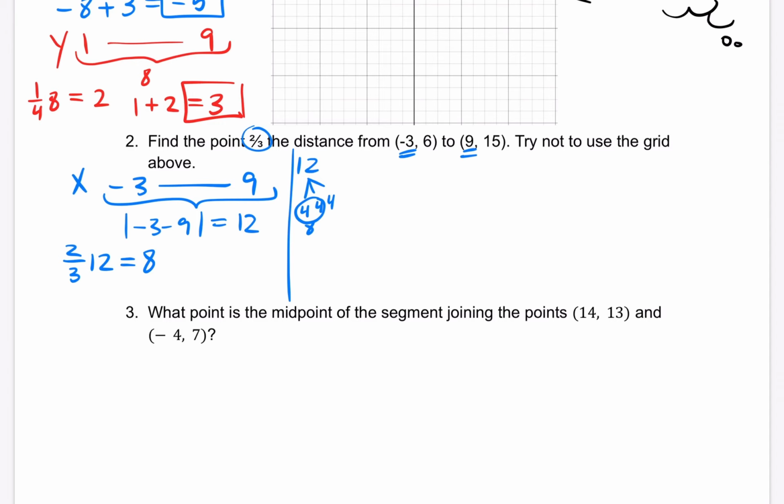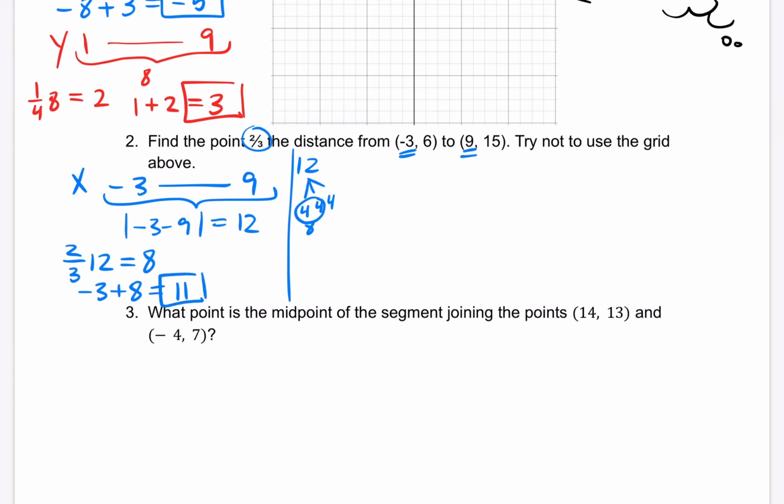Beautiful. Now I want to walk -3 towards 9. That's in the positive direction, so I'm going to add 8. 8 is 2/3 the distance from -3 to 9, so I'm going to add in 8. -3 plus 8 equals 11. Yes, 11.